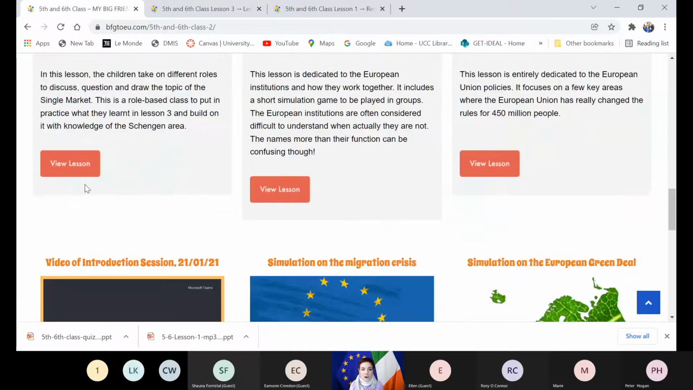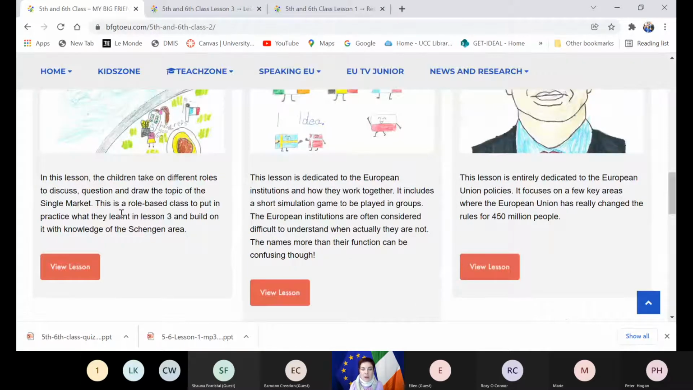Lesson number 4 is about the single market as well, with role-based class exercises where each table is a country in or out of the European Union, and they have to figure out the tax they need to pay, whether they pay tax or not. If they are an Irish nurse, can they go and work in Poland without getting a visa? If they're an Indian nurse, can they work in France without a visa? And so on. So it really gets them thinking about this, and it gives a role to every child. It's completely based on role play.